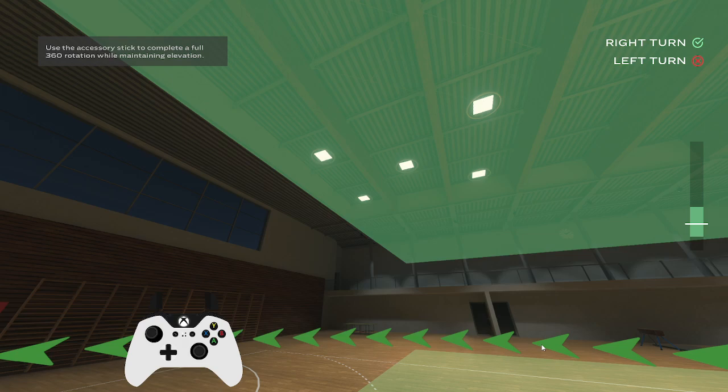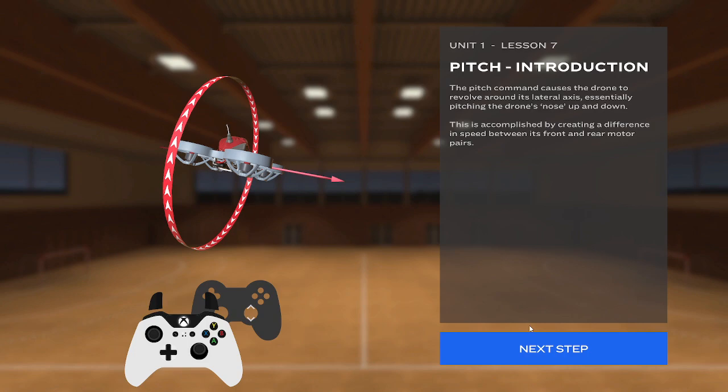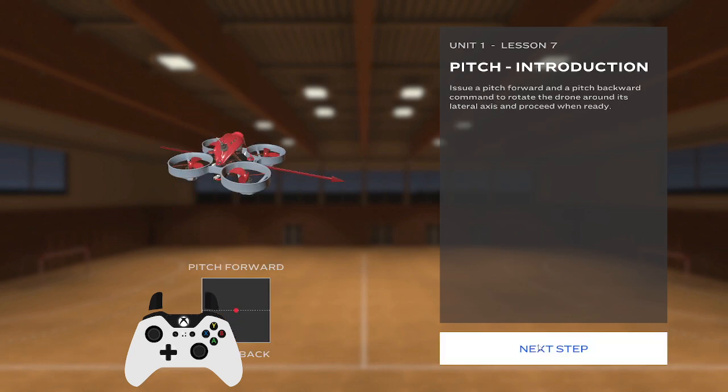Pitch introduction. The pitch command causes the drone to revolve around its lateral axis, essentially pitching the drone's nose up and down. This is accomplished by creating a difference in speed between the front and rear pairs. Like so. Alright. Practice.